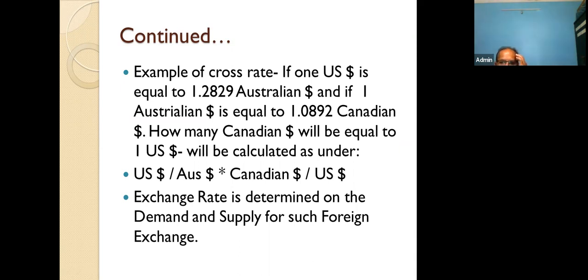So this exchange rate is determined on the demand and supply. If our demand is more, then naturally our money will be flowing out. If our supply is higher, naturally we will be receiving foreign currency. So this is the relationship. Followed?